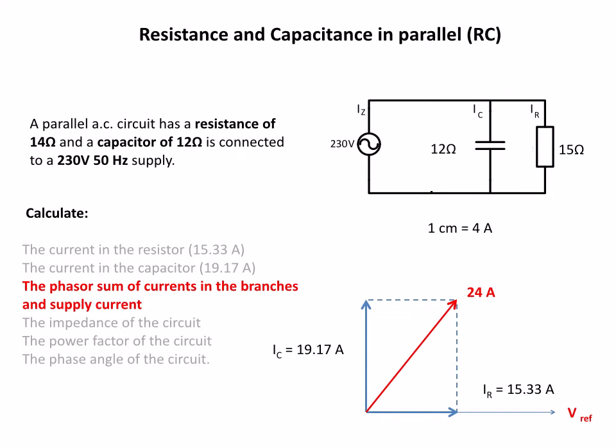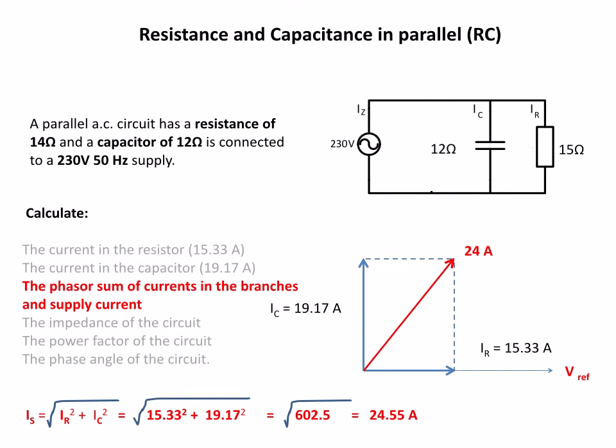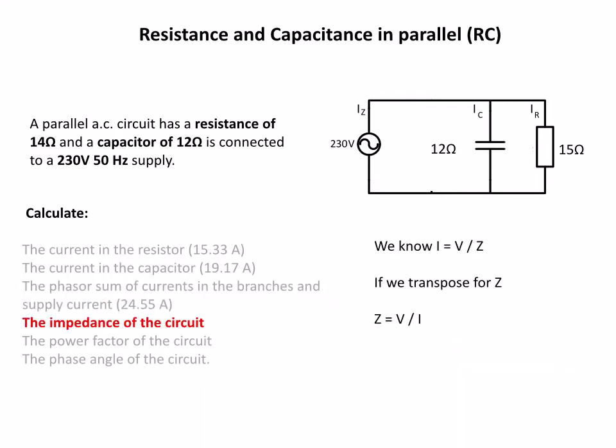If I want to check by calculation, I square both the currents, the resistive current and the capacitive current, take the square root, and that gives me 24.55 amps. Very similar to our graphical representation. The impedance of the circuit, again, we transpose for Z. Z is V over I. We've got 230 divided by 24.55. 24.55 was our resultant current, and we get an impedance of 9.37 ohms.